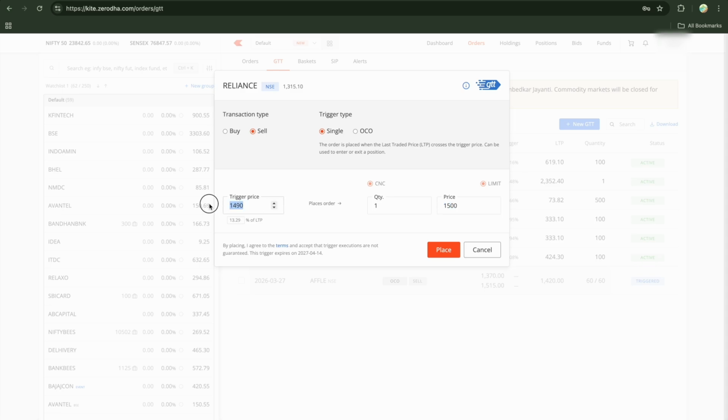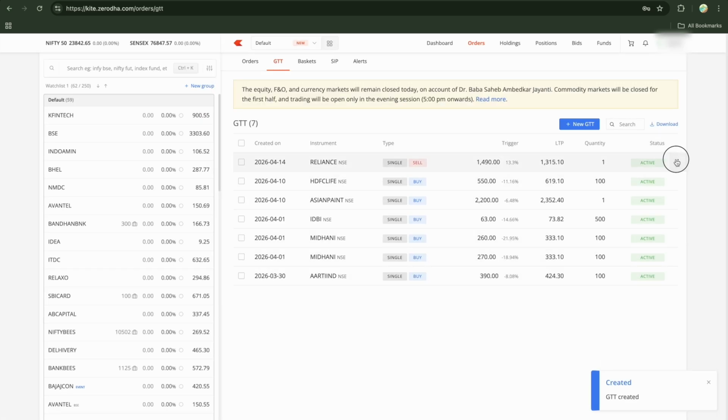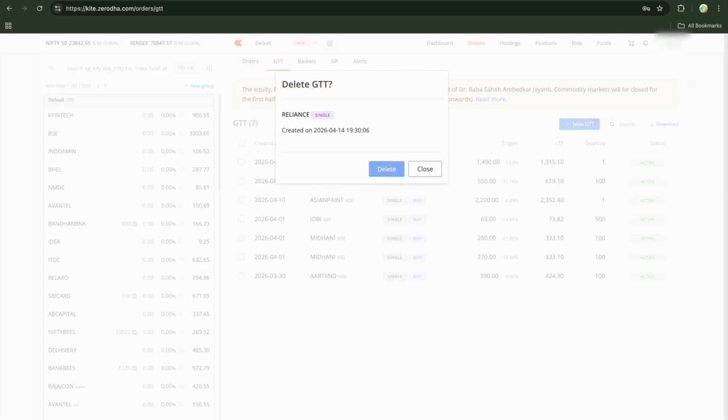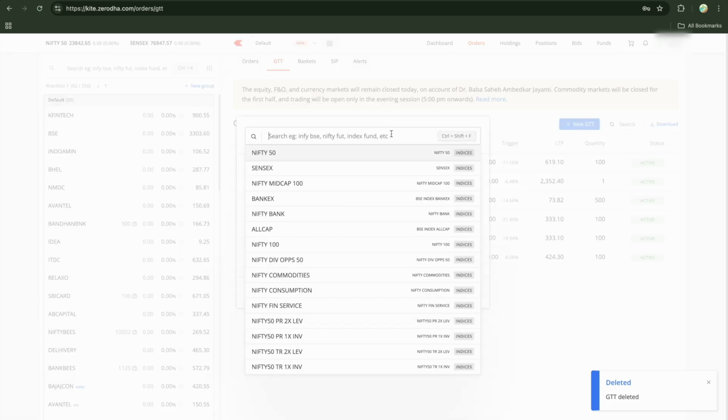At that point the order will be created on the exchange, and the order will have the price of 1500. So your order will always be executed at the limit price, but the trigger is the price where it gets activated. Then you just place the order. Fine. Now let me just cancel this. Now let us place another GTT.